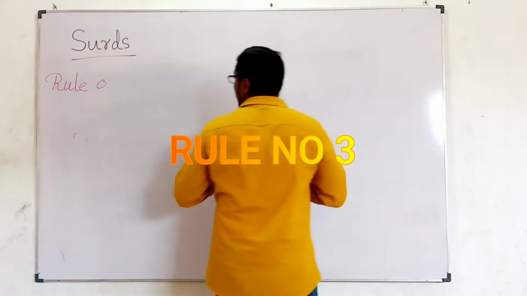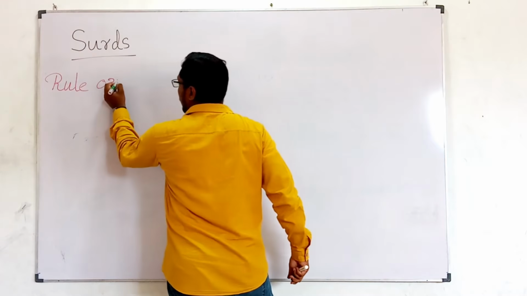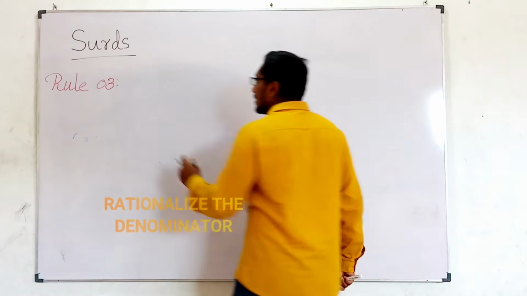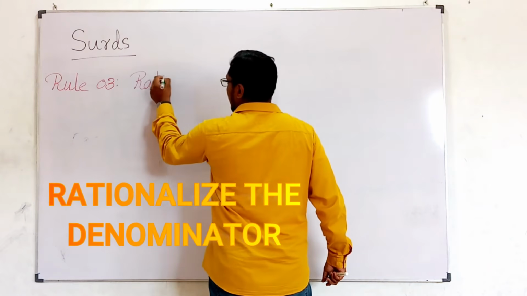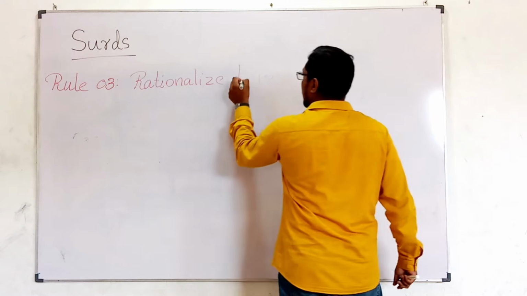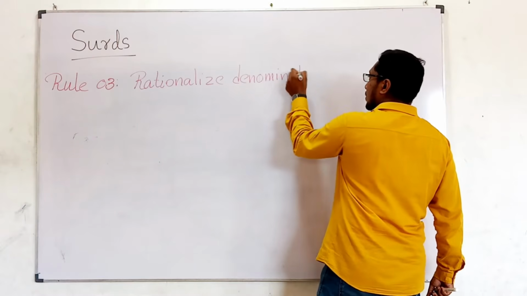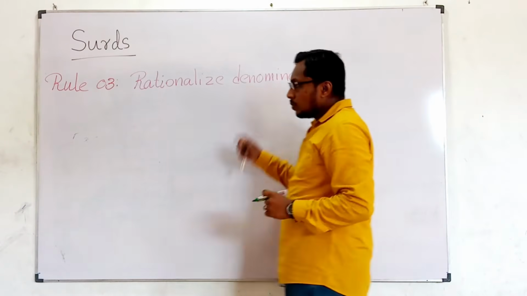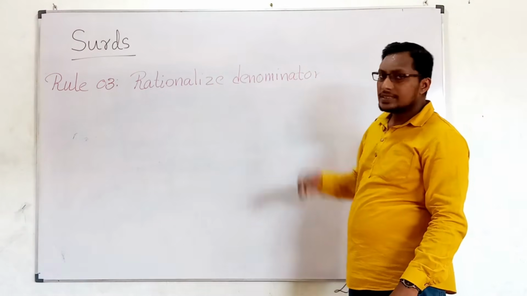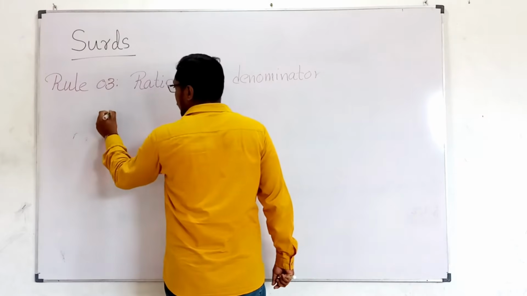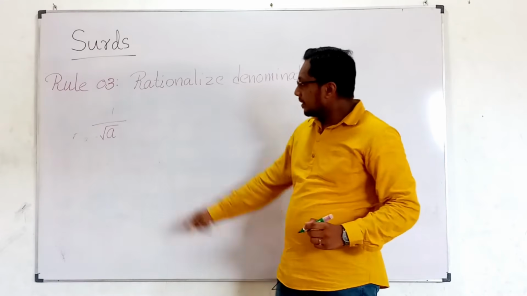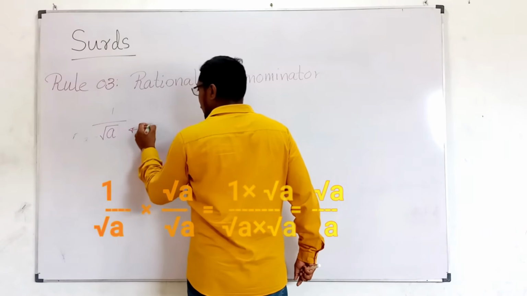Let's now go to rule number 3. In rule number 3, we explain how to rationalize the denominator. What is the meaning of rationalizing a denominator? A surd means an irrational number. Now the denominator is irrational, so we are going to convert this irrational number into a rational number. Let's see how to do that.